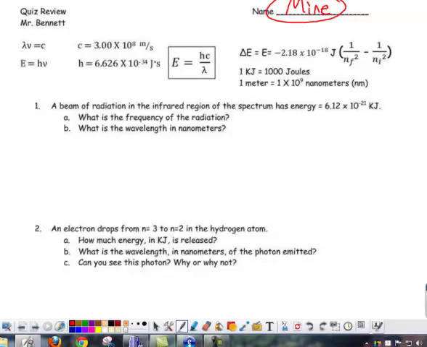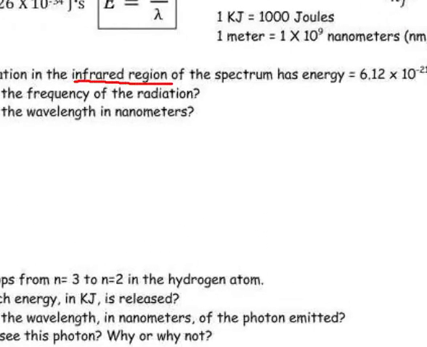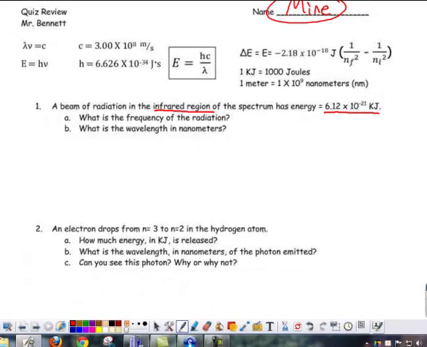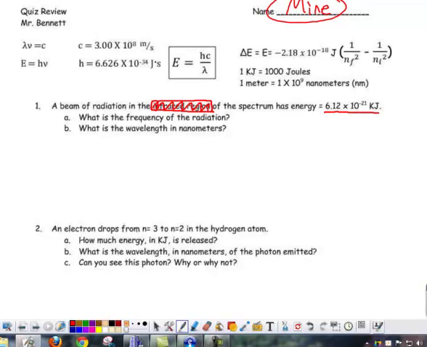First question, a beam of radiation in the infrared region has an energy of 6.12 times 10 to the minus 21. When I rewrote this worksheet, I forgot to fix that. I just realized that. I changed the number and forgot to fix it. So that may or may not be in there. We could check when we do the wavelength. All right, so what is the frequency of the radiation?